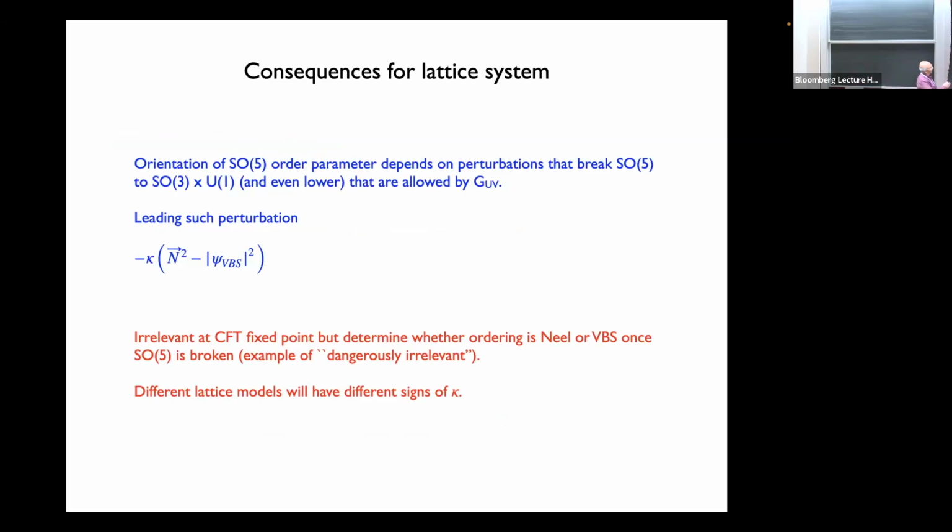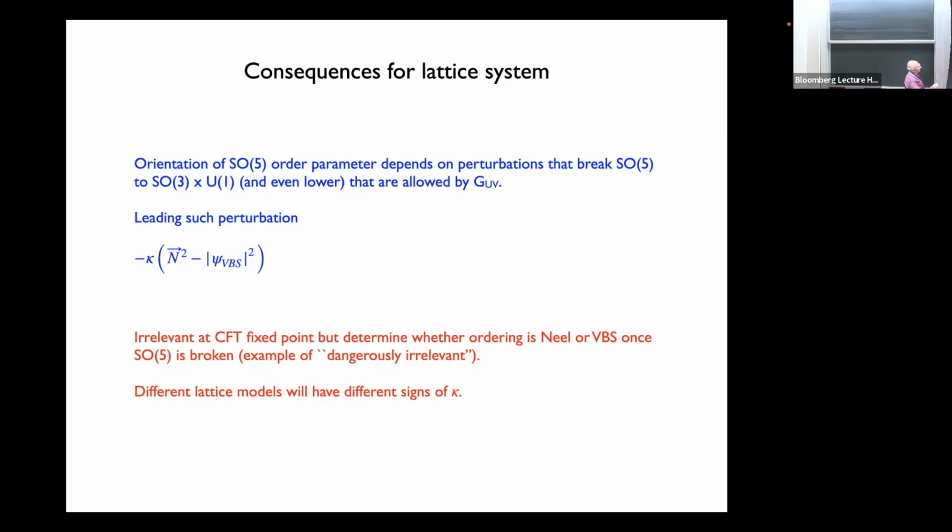So the leading such perturbation is this operator, which is Neel squared minus VBS squared. There's no symmetry rotating Neel to VBS. There's no SO5 symmetry. So this breaks SO5 to SO3 cross SO2. There are higher order terms that break it even further, but let's just focus on the leading term. And these are irrelevant at the CFT fixed point, but once the system orders, it's going to determine whether the ordering is Neel or VBS. So this is an example of what in condensed matter physics is called a dangerously irrelevant perturbation. Some of you might have heard that term.